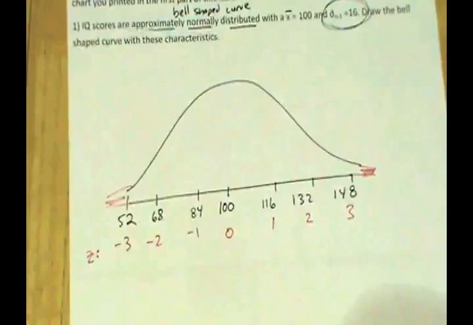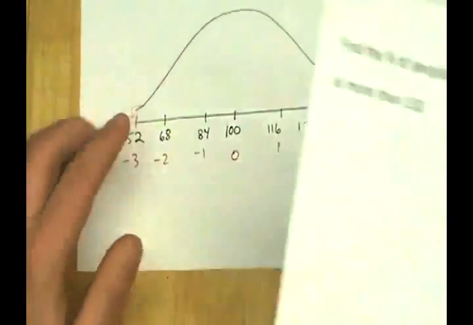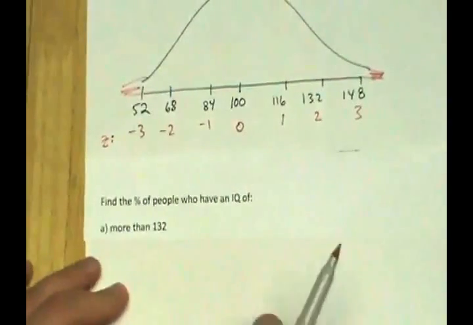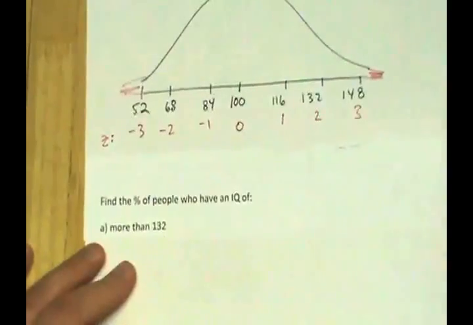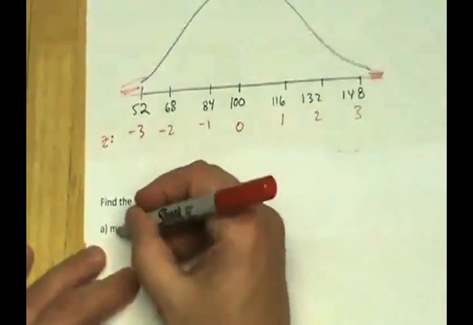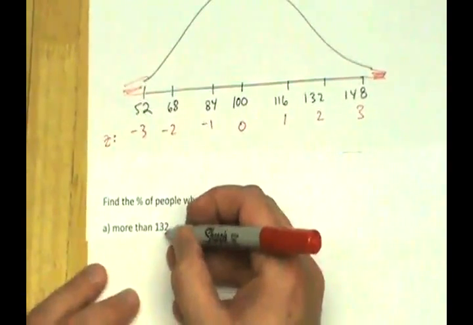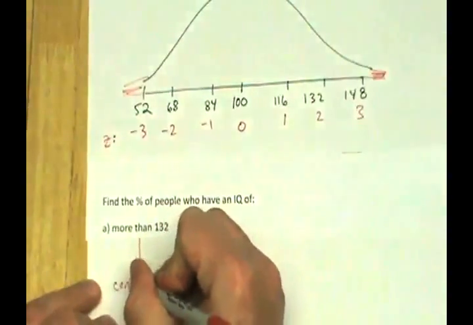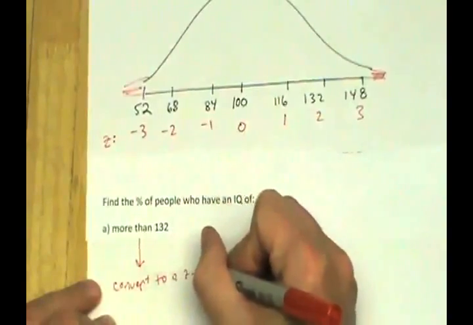Now we can answer some questions based on that bell-shaped curve. So let me scoot this up just a smidge. All right. So I would like to find the percentage of people who have an IQ of more than 132. Well, what we have to do here is we can't answer a question with a number because 132 is not in our Z chart. So what we have to do is we always have to do one step here. We have to convert each of these questions to a z-score question.